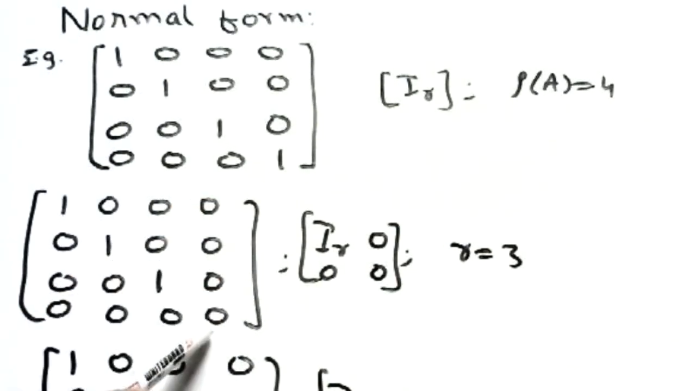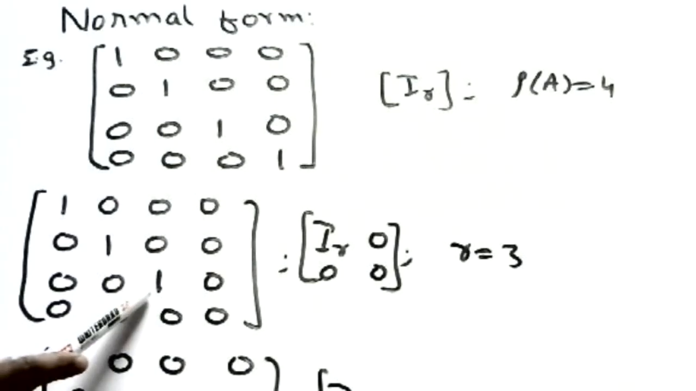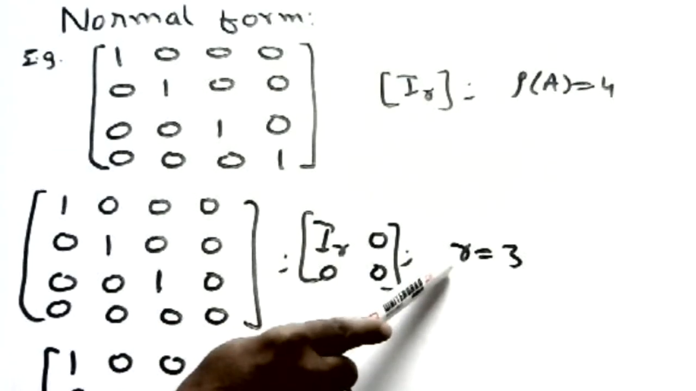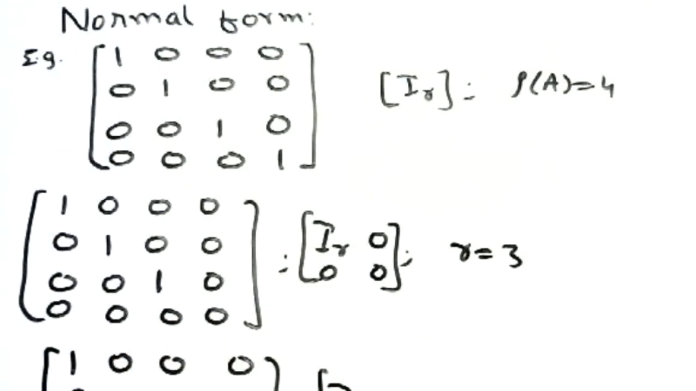But what happens sometimes, this one will also become 0 like this. So in this case, we have only 3 ones. So the rank will be 3.